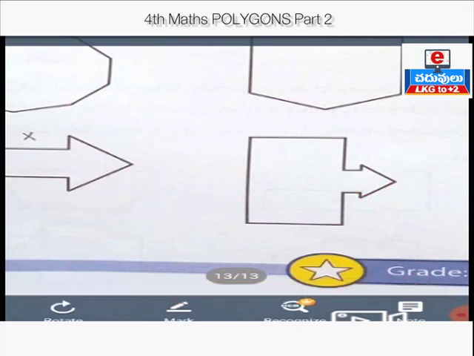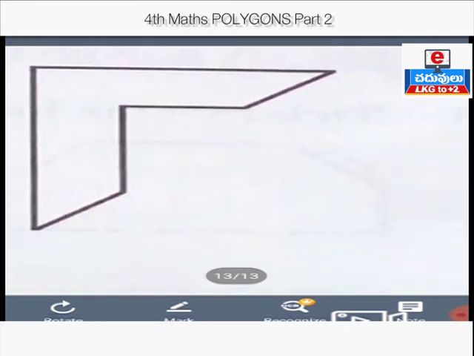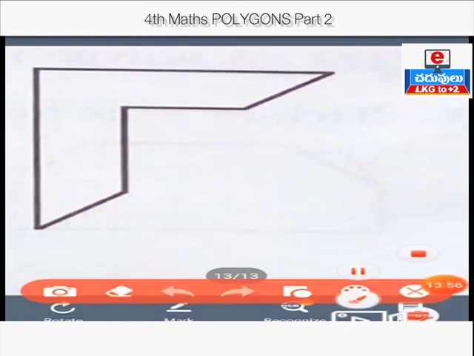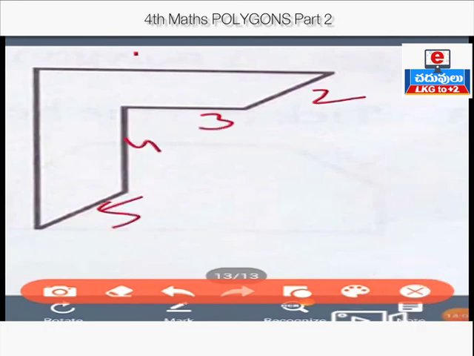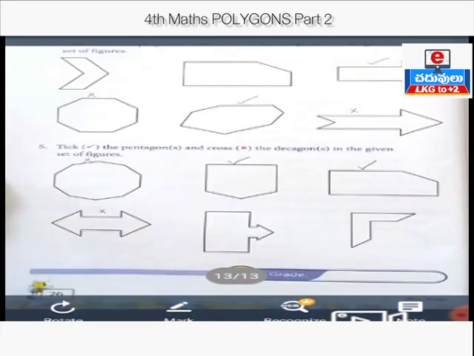Okay. Coming to the last diagram. How many sides will be there? 1, 2, 3, 4, 5, 6. 6 means the condition does not apply. Okay. Understand, children? Whichever is a pentagon, tick that diagram, and which is a 10-sided decagon, that you cross out.